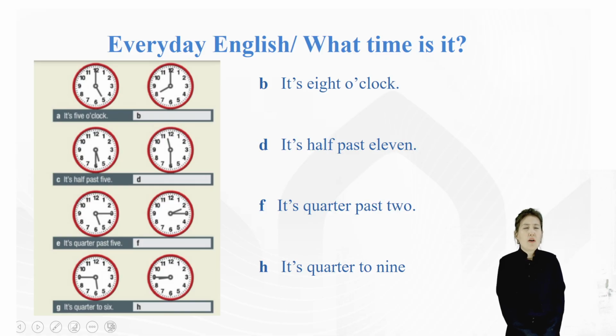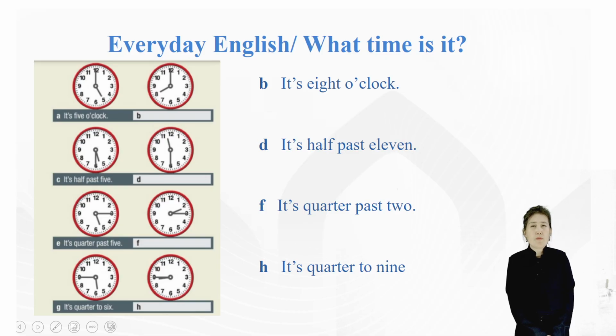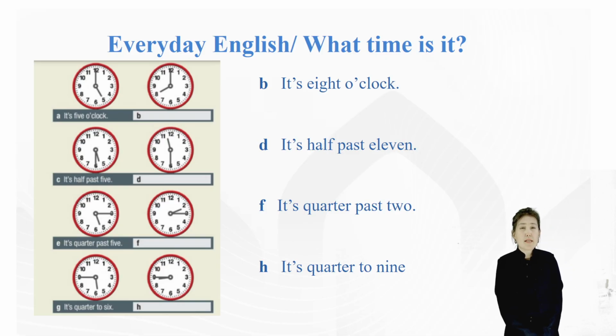Past is used for times up to 30 minutes after the hour. For example, 2:20 is 20 past 2. To is used for times before the next hour. For example, 2:50 is 10 to 3 because it's 10 minutes before 3 o'clock.